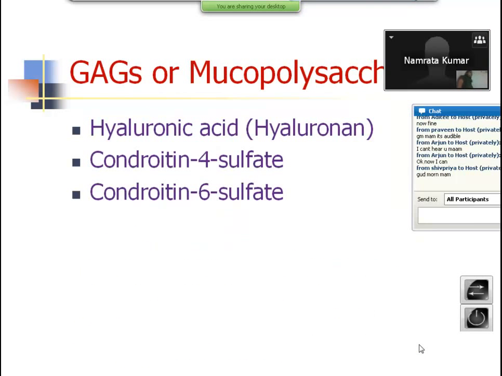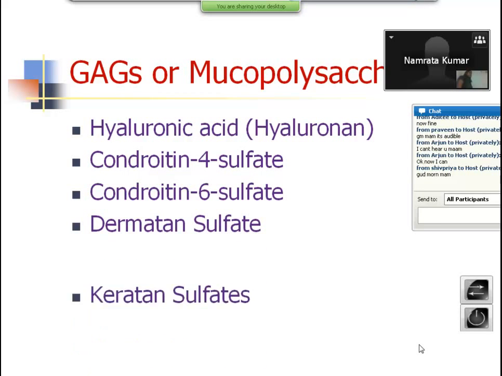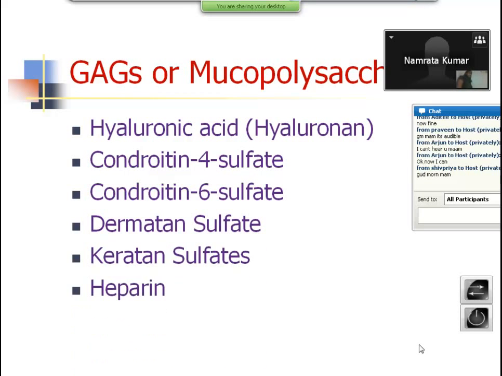Hyaluronic acid, chondroitin sulfate, keratan sulfate, dermatan sulfate, and heparin. So which is that glycosaminoglycan which does not have uronic acid? Keratan sulfate. And that GAG which does not have sulfate group? Hyaluronic acid. Alright, that which is responsible for the pliability of skin? Dermatan sulfate. And which is more prominently present in the cartilage? Chondroitin sulfate. Okay, so that comes in presence of sulfate group either in the 4th carbon or on the 6th carbon. So accordingly it is chondroitin 4 sulfate or chondroitin 6 sulfate.